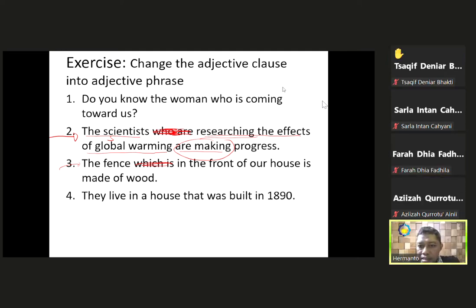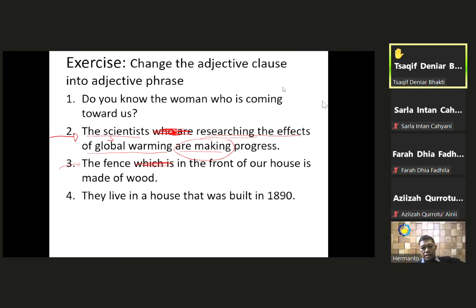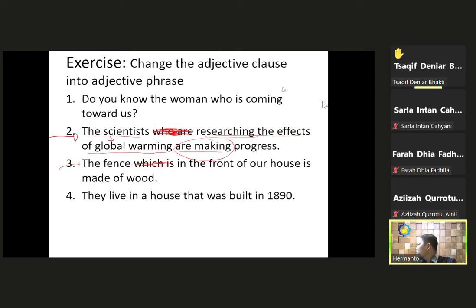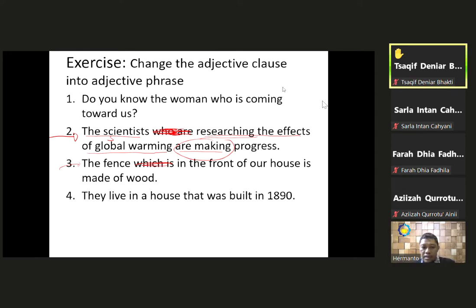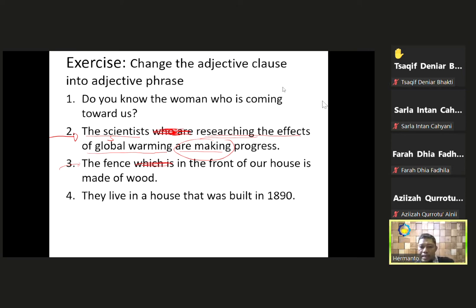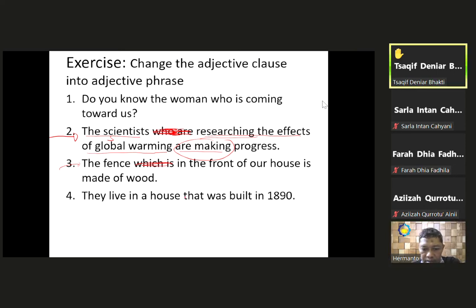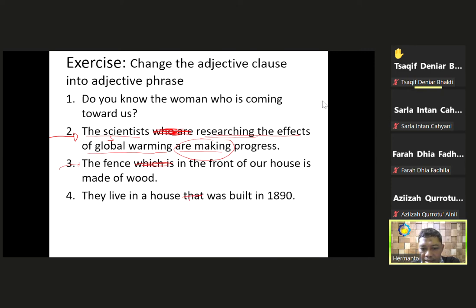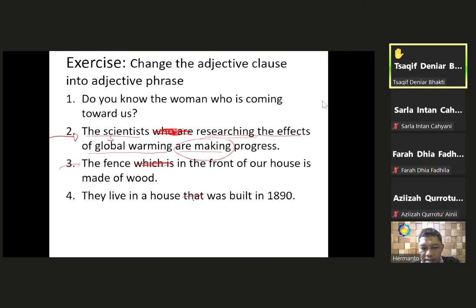Yes, is it Sakif? They live in a house that was built in 1890. They live in a house built in 1890. So what do you delete? Only that? That was.